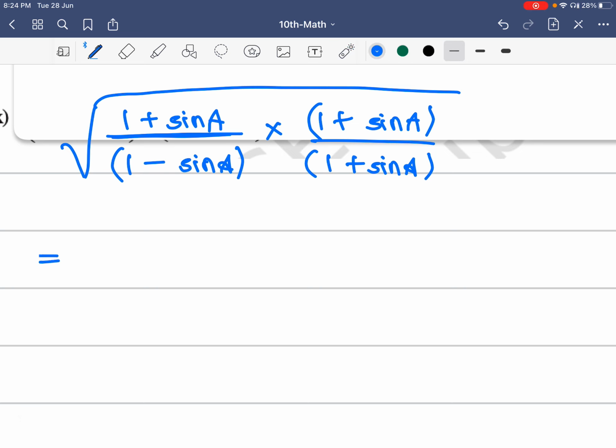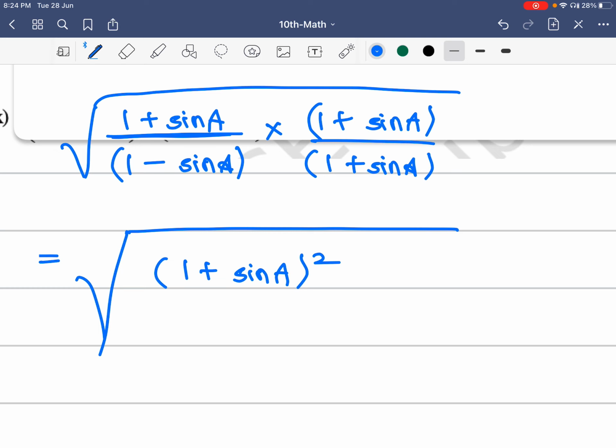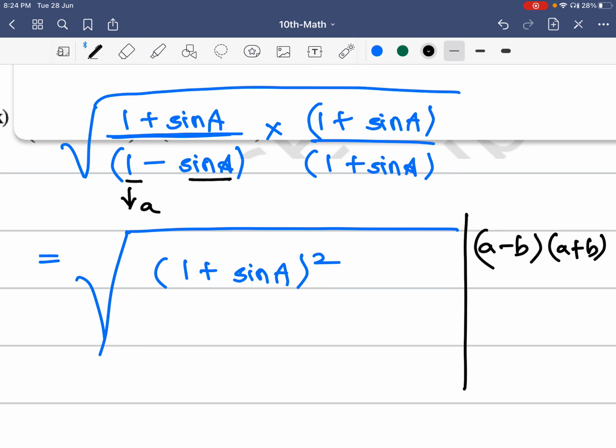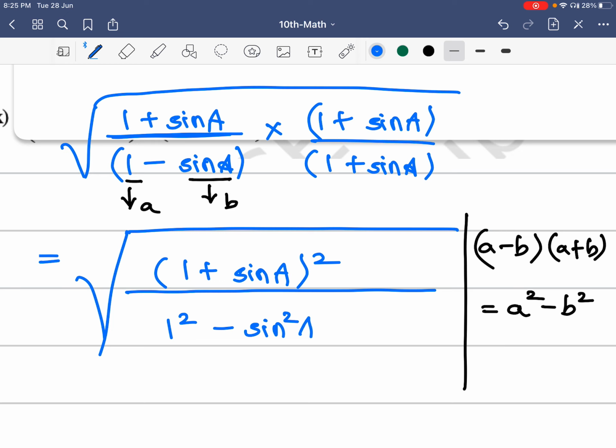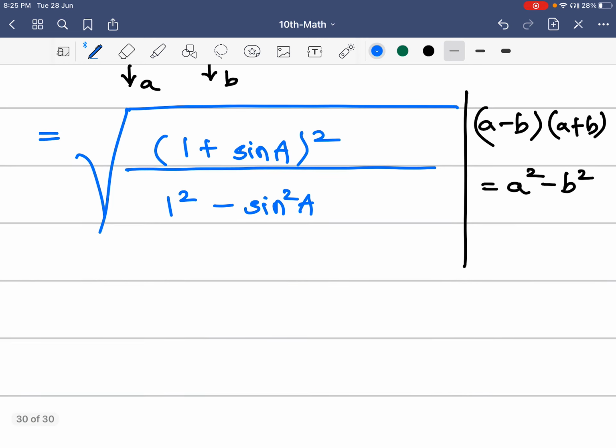So that will be equal to square root of, I will keep the square root as it is. So in the numerator I am going to get (1 plus sine a) the whole square, and my denominator is of the form (a minus b) into (a plus b), where this is a and this is my b. So that is equal to a square minus b square. Okay, so my denominator is now going to change to a square, which is 1, minus b square, which is sine square a. Okay, and now let's further continue.